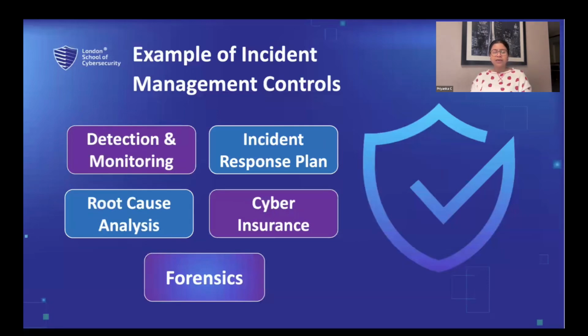The next key control is root cause analysis. This is very, very important because when something goes wrong, it is important for us to understand what went wrong. Why is it important? Because root cause analysis is a corrective type of control. We don't want this thing to happen again, right? When something has gone wrong, we need to understand what happened and how we can prevent it from happening again. So that is where root cause analysis comes into play.